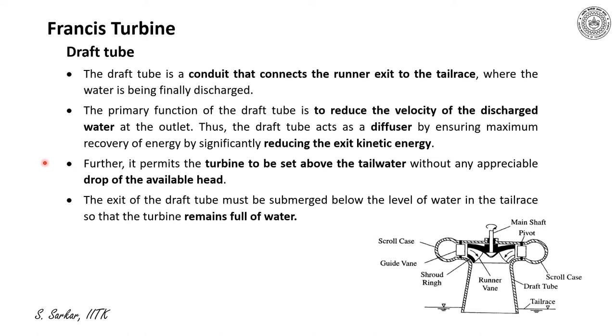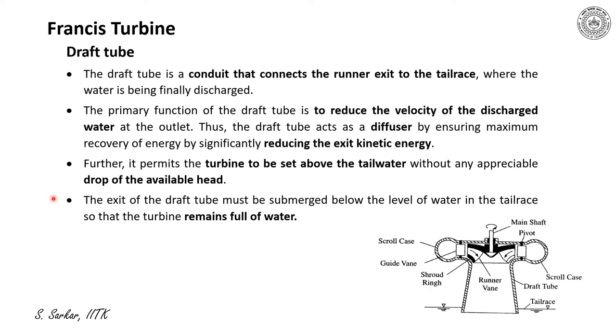Please note that this is an important point: the draft tube permits the turbine to be installed above the tailrace water without any significant drop of available head. This I will explain later. The exit of the draft tube must be submerged below the level of water in the tailrace so that the turbine remains full of water.